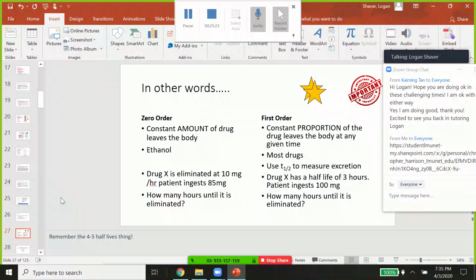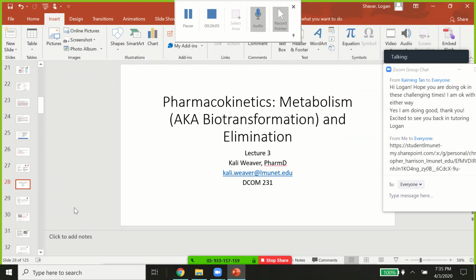There also could be a question pertaining to what the graph looks like, but we'll cover that when we get to it. First order is different from zero order in that it's a proportion of the drug that leaves over time. That's where we talk more about half-lives, and you use those half-lives to measure that excretion or clearance. Basically, every 3 hours you're losing half. So in 3 hours, from 100 it goes to 50, then from 50 to 25, and so on and so forth for every 3 hours. That's what that's saying, and that's it for that one.